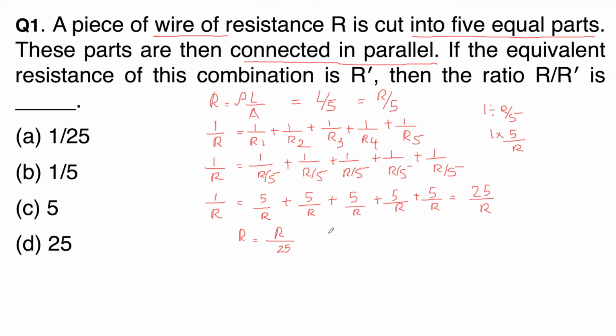So our new resistance R dash is R by 25. The resistance first was R, now it is R by 25. So we should find the ratio of R by R dash. R by R dash means R divided by R by 25, that means R into 25 by R. R will be cancelled here. So the answer is 25.